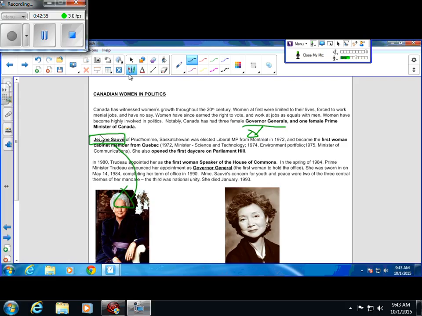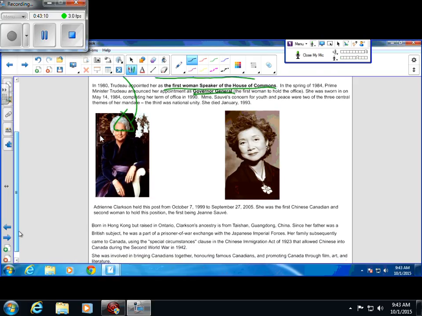Jeanne Sauvé was the first woman cabinet member from Quebec. She was the first woman Speaker in the House of Commons and the first woman Governor General of Canada. She also opened the first daycare on Parliament Hill. But what you need to remember for her is that she was the first woman Governor General of Canada. So she was number one.